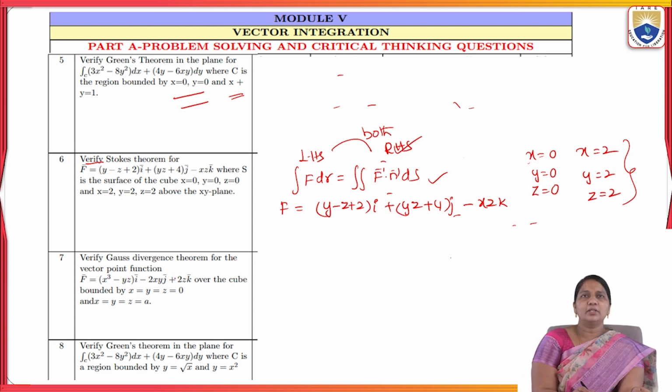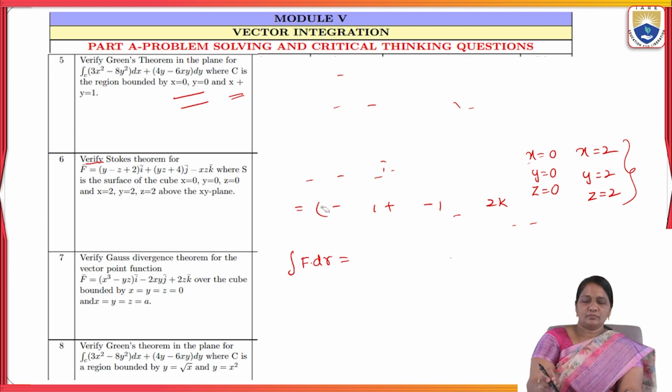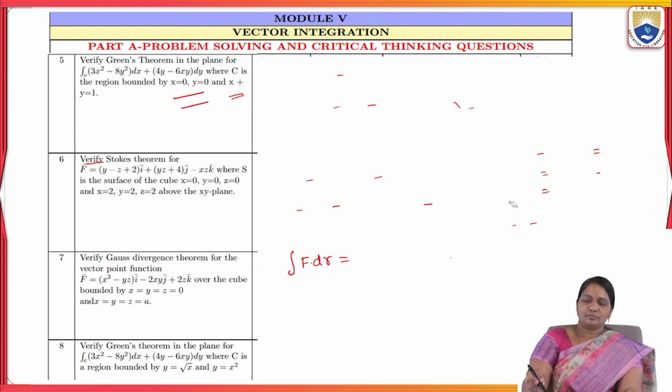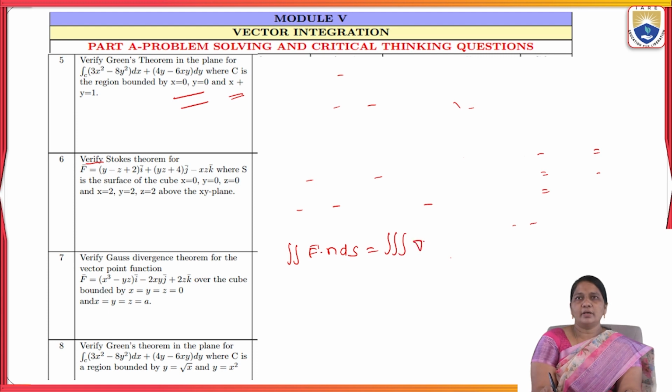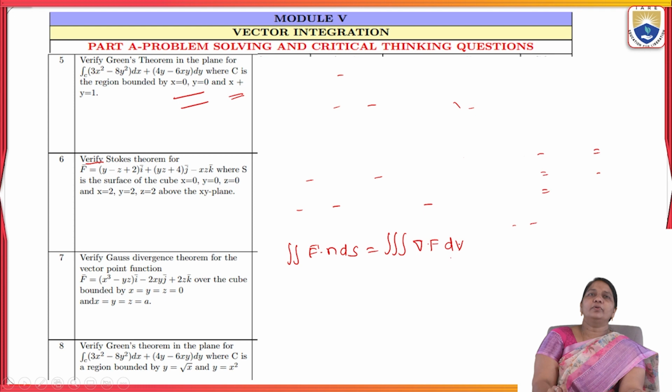See here, verify the next problem. Verify the Gauss divergence theorem. So the Gauss divergence theorem: double integral F bar dot n dS is equal to triple integral del dot F into dV, triple integral del dot F into dV.